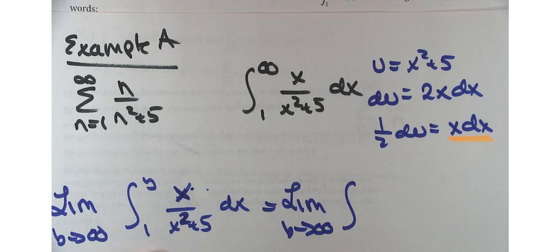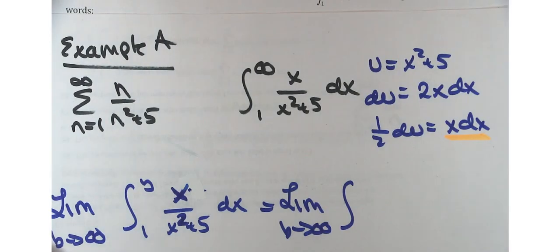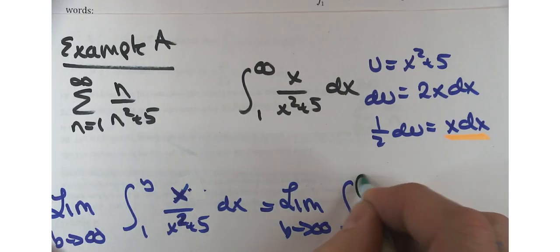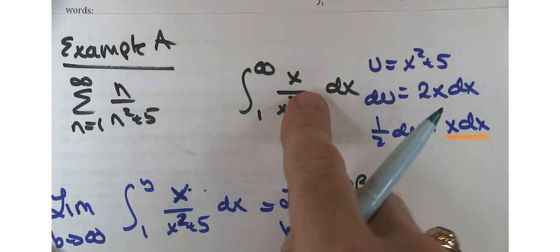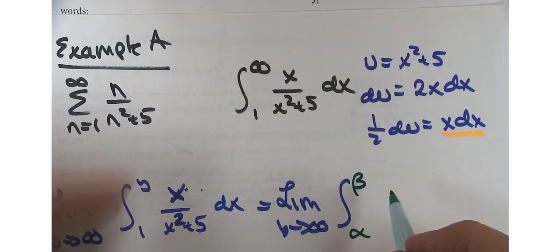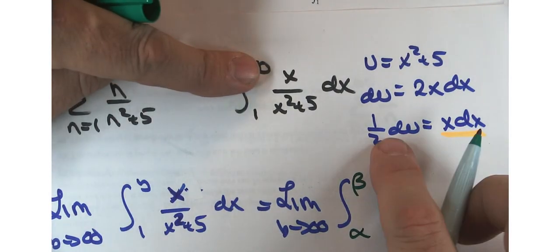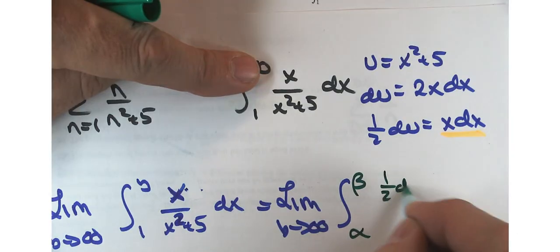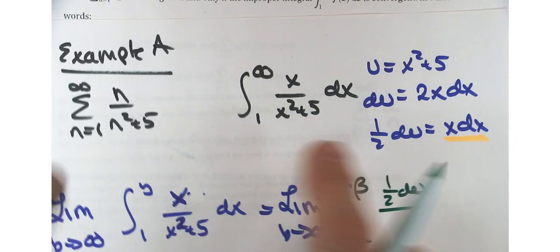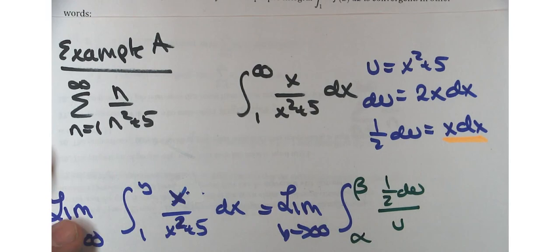I've got new limits of integration. I'm not going to put in exactly what those limits are because I want to eventually change back. This is in contrast to what I did earlier when we dealt with U substitutions. I'm just going to call them alpha and beta. Making my U substitution, that's going to give me a 1/2 du in the numerator and u in the denominator.